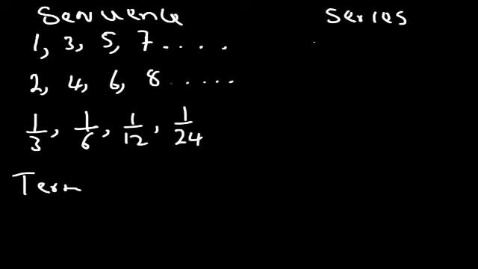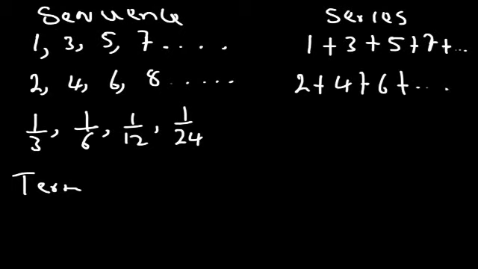So now for series, considering the same scenario, it will be 1 plus 3 plus 5 plus 7, plus all the way to infinity. So those terms are going to be added up. And for this next example, that should be 2 plus 4 plus 6 plus like that. 1 over 3 plus 1 over 6 plus 1 over 12, then like that. So that is just the basic idea behind the difference between sequence and series.